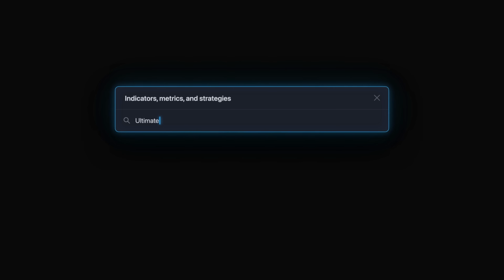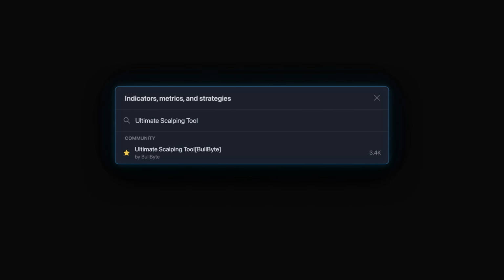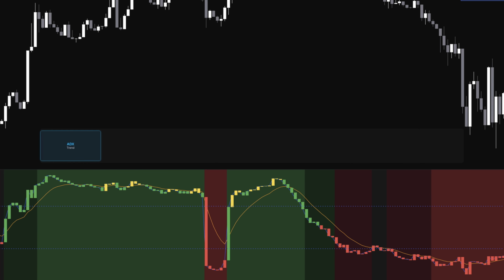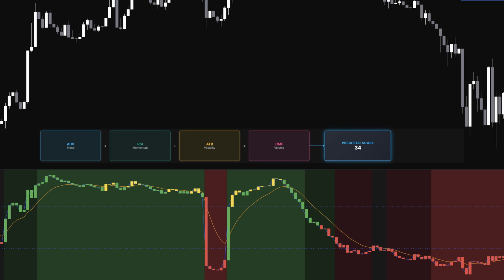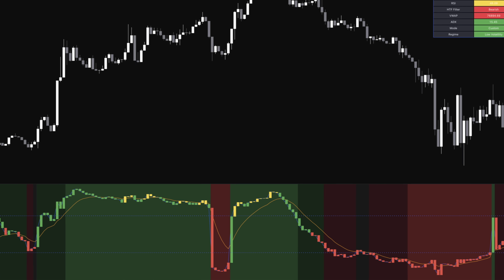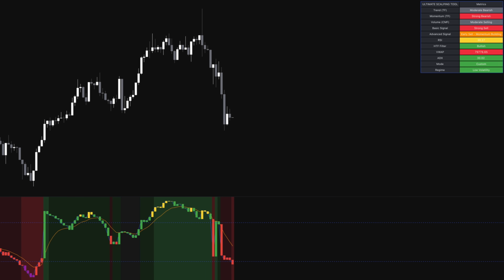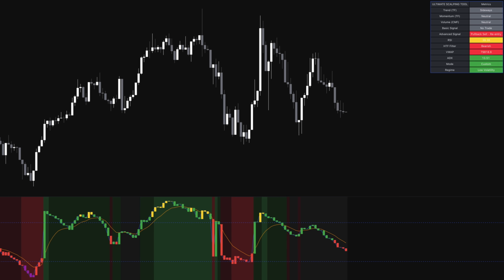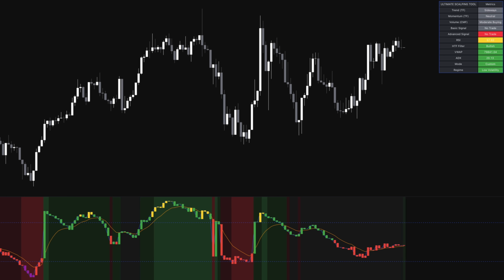Ultimate Scalping Tool, created by Bullbyte, is a composite oscillator that combines 4 normalized components: ADX trend direction, RSI momentum, ATR volatility regime, and Chaikin money flow volume pressure into a single weighted score displayed as what the author calls quantum flux candles. Each component is normalized to a common scale, combined according to configurable weights, and the result drives both the oscillator visualization and the signal classification system.